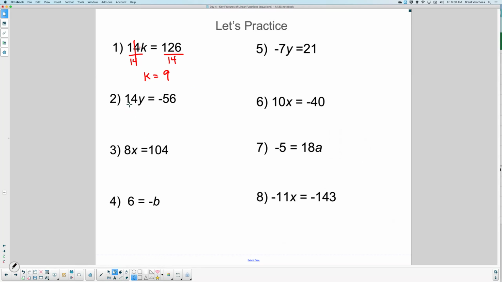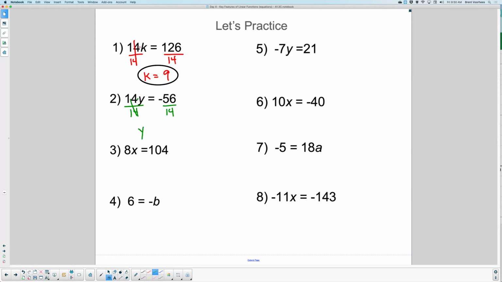Okay, how about number 2? On number 2, we have 14y equals negative 56. What would you do on this one? We're solving for which letter? Y. What's the 14 doing to the y? Adding, subtracting, multiplying, or dividing? Multiplying. So if it's multiplying, what's the opposite of multiplication? Division. So we would divide both sides by 14.